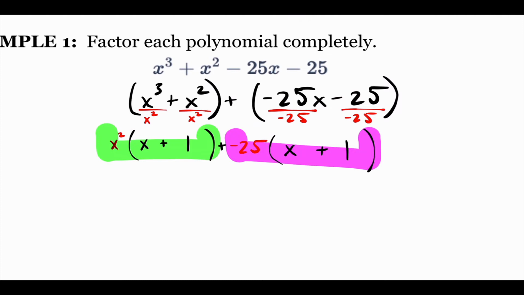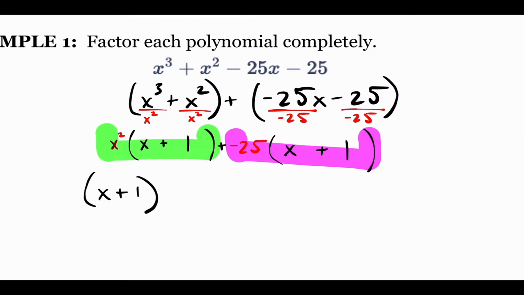They both have an x plus 1, right? That's called the GCF. If they both share something in common, that's called the GCF. So I'm going to write that GCF out in front, in parentheses: x plus 1.